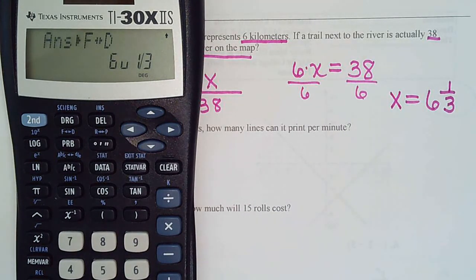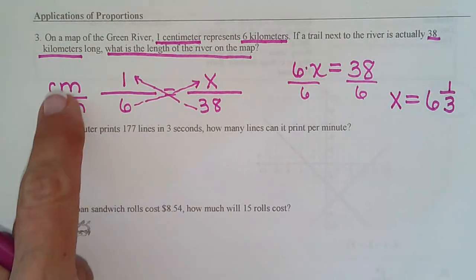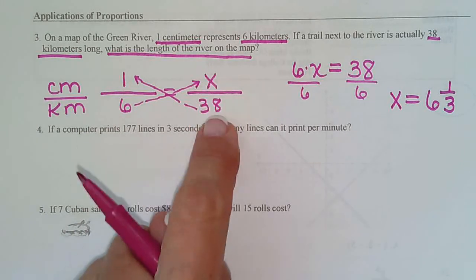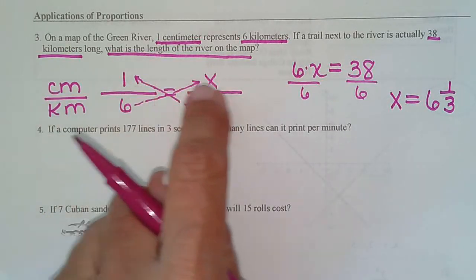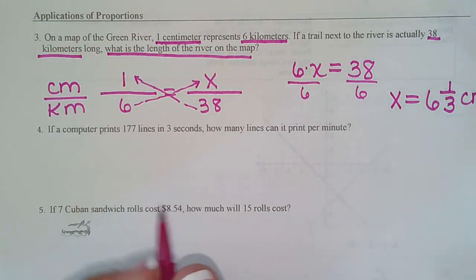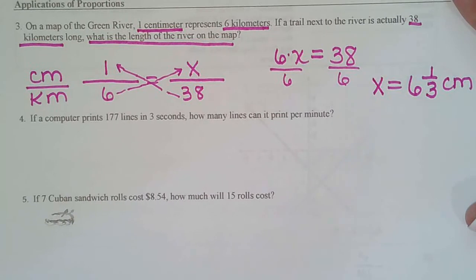So 6 1/3, and then the only thing I need to do is label it, and that's why we have these here too. So 2 reasons. 1, so you can be consistent when you set it up. 2, so you know what the label is. X is on the centimeter side, so we say 6 1/3 centimeters.